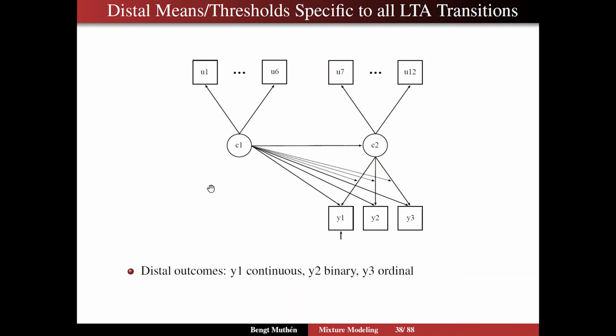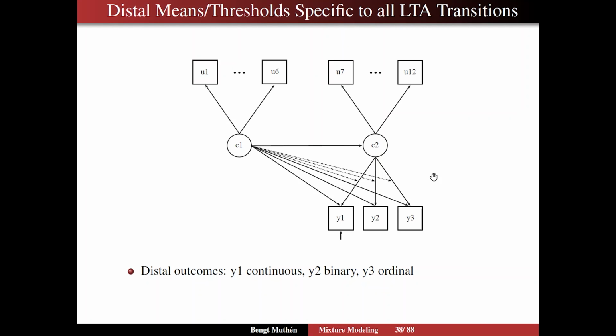All right, so then we take one step further on this dot topic. Slide 38. What if we want distal means and threshold specific to all LTA transitions? Well, we can draw it like this. So the influence of C2 on the distals, I brought the distals down from up here to down below here for the simplicity of the figure. And we're saying that the influence of C2 on the y's is also influenced by C1. So it's a C1, C2 interaction here with these broken arrows. There are 3 broken arrows, yes, and then the direct effect from C1 as well. Main effect, one can call it.